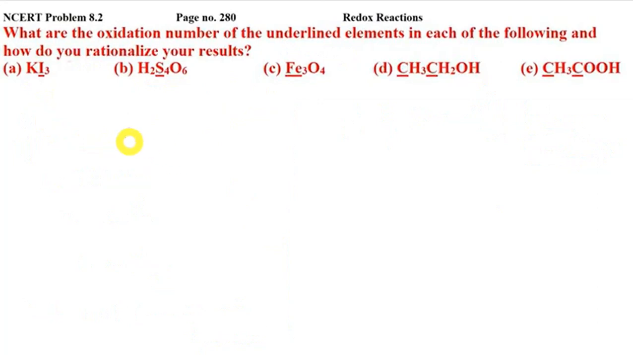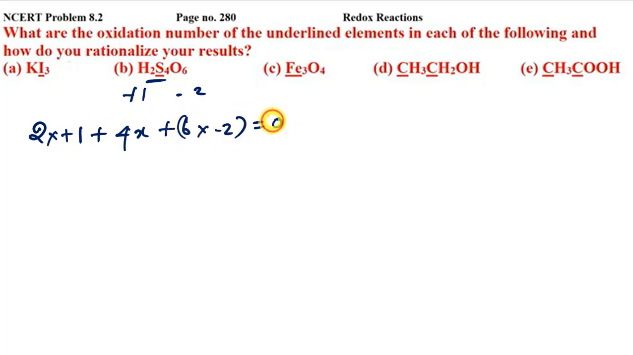H2S4O6. Let us write this one. Hydrogen we know is +1, oxygen is -2. So 2 into +1 plus sulfur X, which we don't know, so 4 into X, plus 6 oxygen into -2, is equal to 0. So this can be written as 2 plus 4x, 6 into -2, -12, is equal to 0.